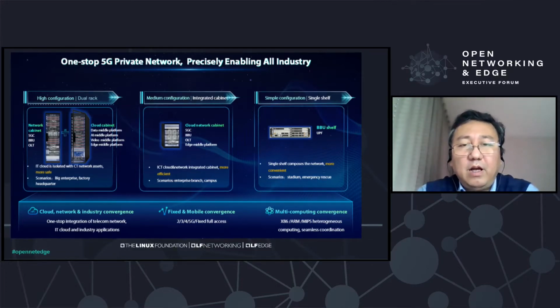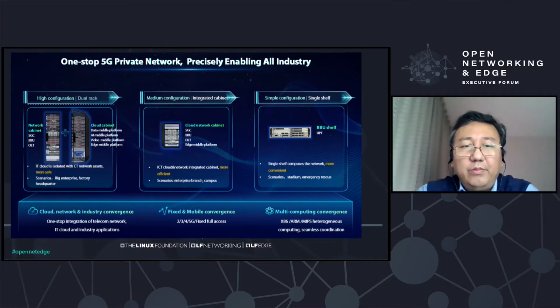On this page, I want to introduce our product, the 5G one-stop private networking, which can enable all industries. We have two or three different kinds of configurations. From left to right, the first one is the dual rack high configuration. It consists of two cabinets, one for the network, one for the cloud.